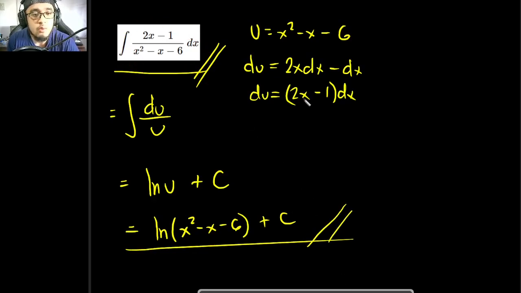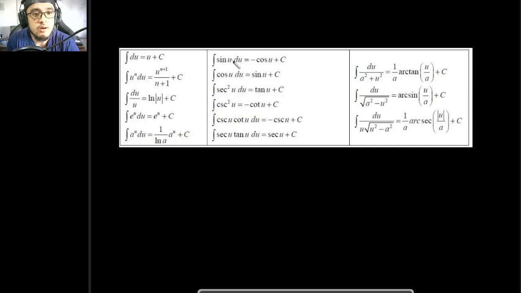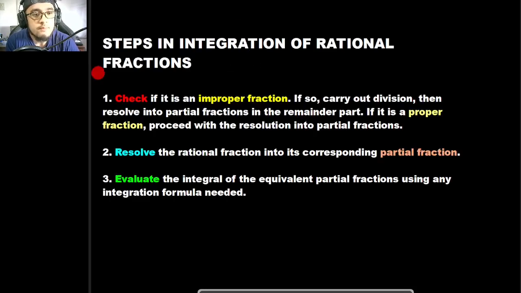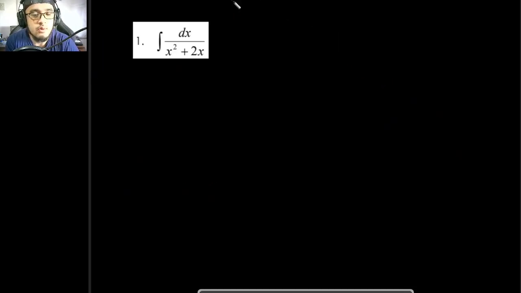But once again, what if we are to deal with a rational fraction wherein this is not the case, or let's say that we cannot use any of these equations from the very beginning or from the very start? It is then where we would be making use of these steps. One example is this problem: we are to get the integral of dx divided by x squared plus 2x.